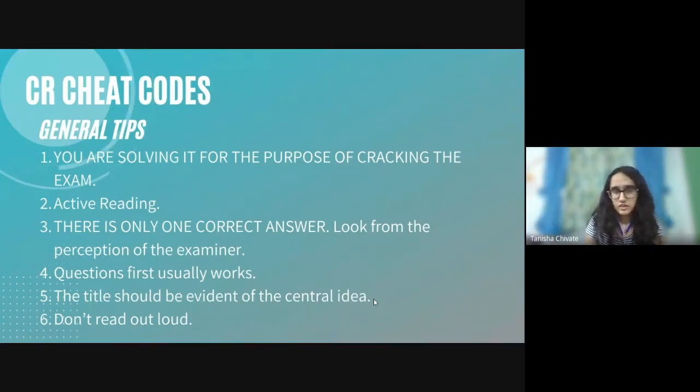Sixth, do not read out loud. If you read out loud, you're going to be a slow reader, a passive reader. You will not be actively reading. You will not be reading for the sake of finding out answers. You'll be reading for your own benefit, and that's what you do not want.